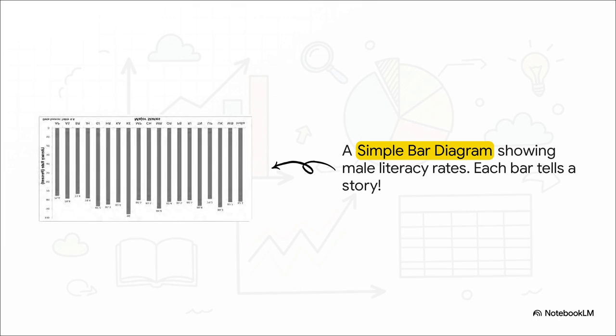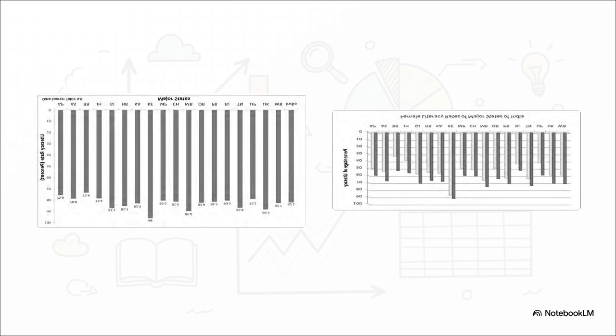Look here. We're comparing the male literacy rate in different states. It's so clear, right? The taller the bar, the higher the literacy. It's perfect when you want to compare just one thing, like marks or rainfall or anything, across different places or categories.